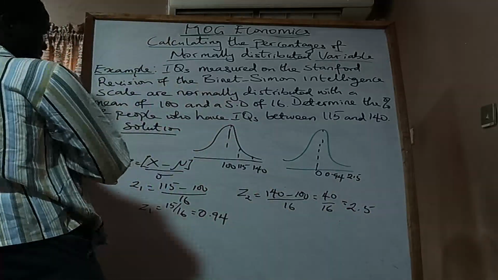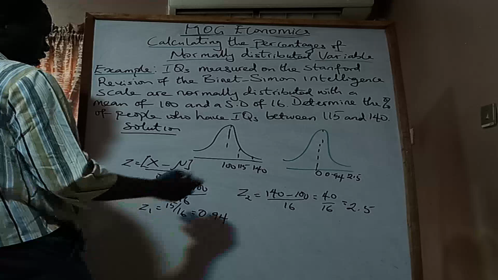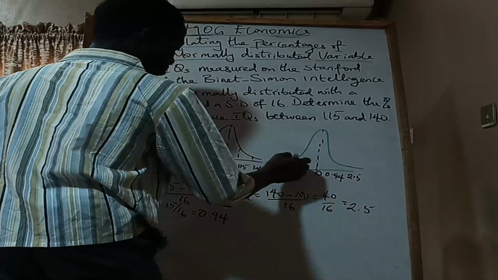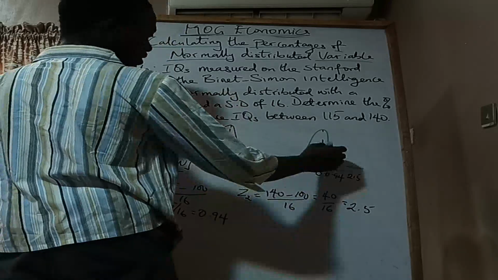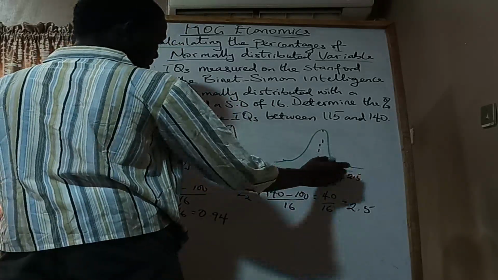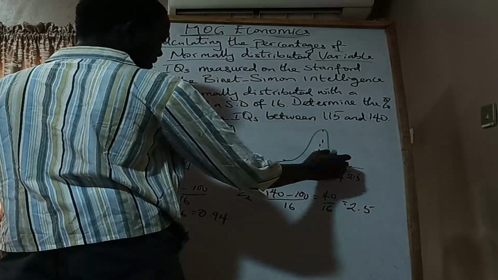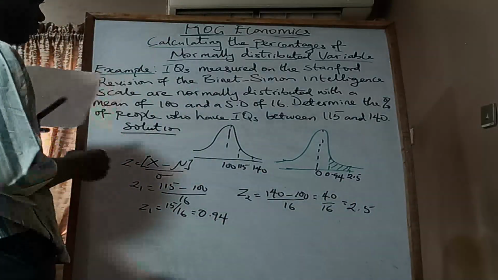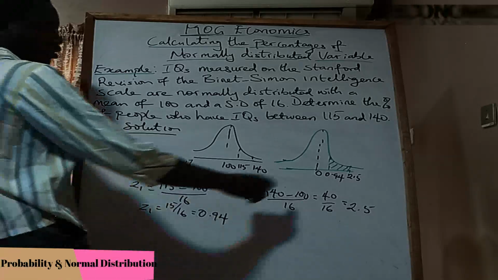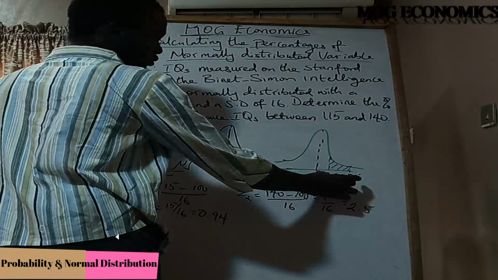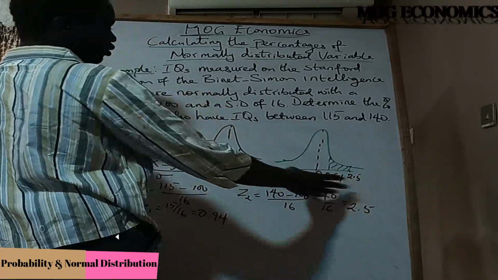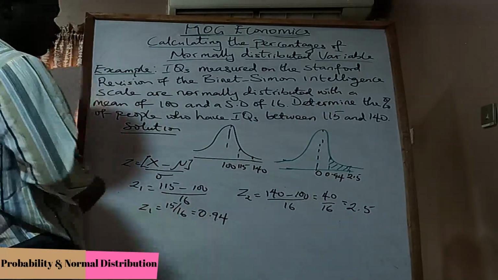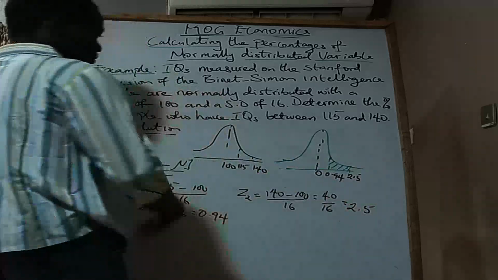What we are essentially looking at is the people that have an intelligence quotient between here and here. This is the area that we are looking for. You can see how important the previous class was. All you have to do is find the area of the z-score of 0.94, on our positive z-score table, then look for the area of 2.5, then subtract.